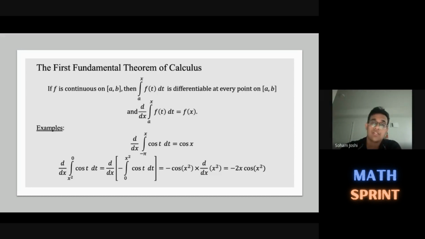All right, so check the examples at the bottom of this slide. Let's say you have to differentiate with respect to x the definite integral of cos t with respect to t. The limits on the integral are minus pi and x, and this whole thing will be equal to cos x. Now let's say you have to differentiate with respect to x the definite integral of cos t with respect to t. But here the lower limit's going to be x squared and the upper limit's 0. So now you got to use a third property of integration.